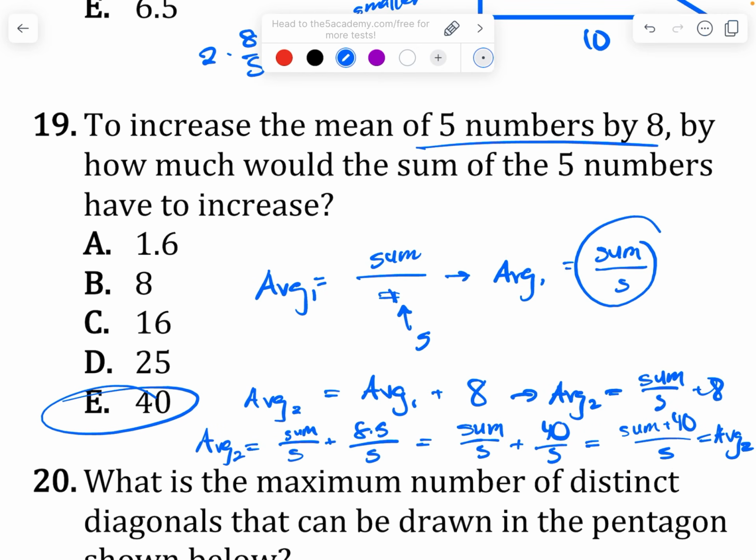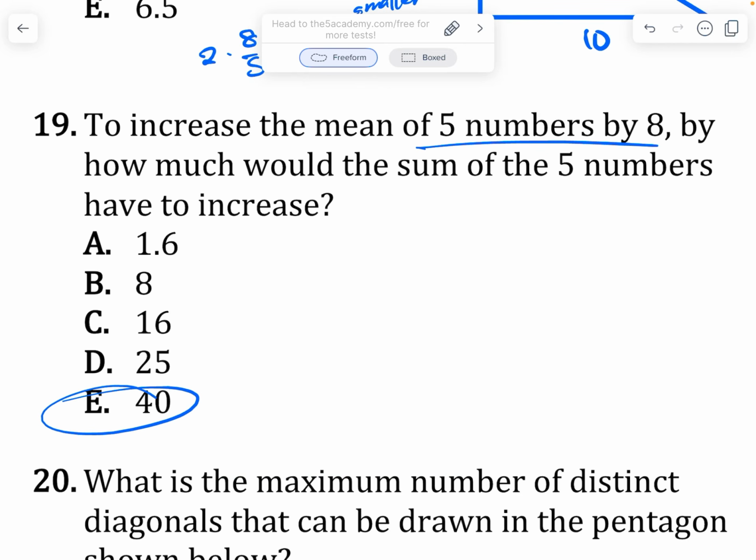Which makes sense. Now, what's another way to think of this if that was a little too much? Let's erase all of this. The other option is just to assign values. So let's say your original set of values is 0, 0, 0, 0, and 0, okay? And we want to increase the mean. So what's the average of this? Average is obviously equal to 0, right?